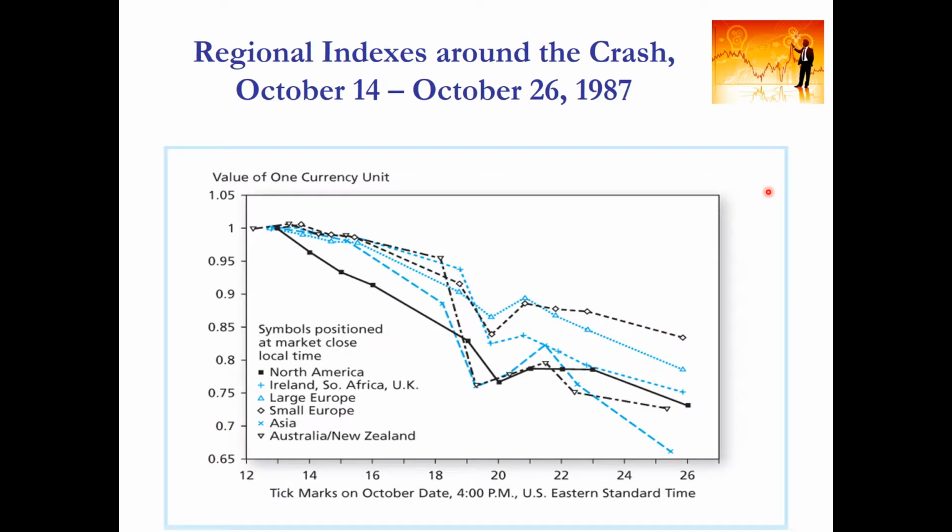And here we can see similar evidence during the 1987 stock market crash, and these different lines indicate different markets, for example North America, Ireland, large cap European stocks, small cap European stocks, Asia, and Australia and New Zealand. We can see that during the period of the crash, not only did the US market price decline, the market prices of all the countries, the global stock prices, declined.